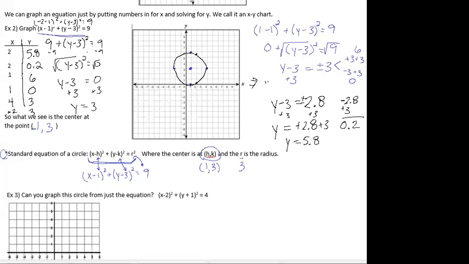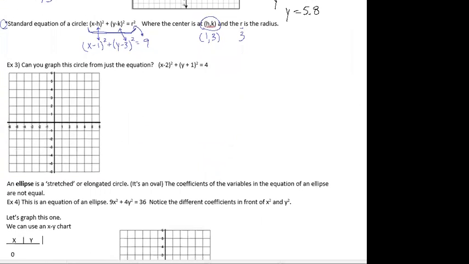So now let's do an example where maybe we just use that equation and see if we can graph this without the XY chart. So I can see that my h is going to be 2 because I have x minus 2. So I know that my h is going to be 2. And then I'm going to skip over here. My r squared is 4. So if I take the square root of both of these, my r is 2.